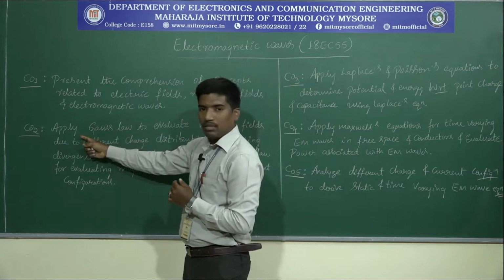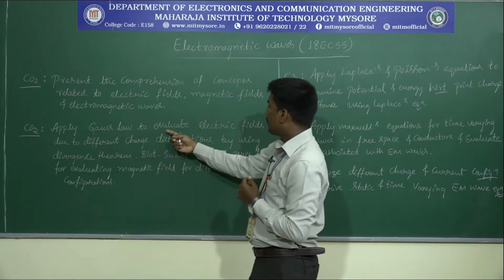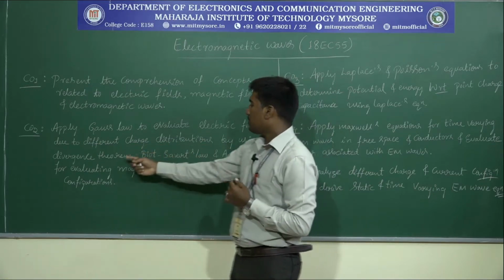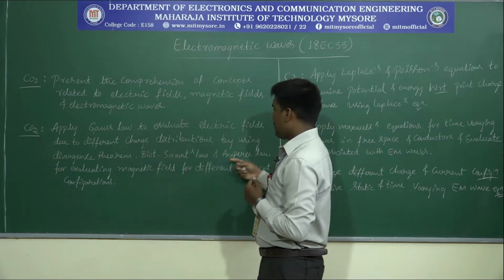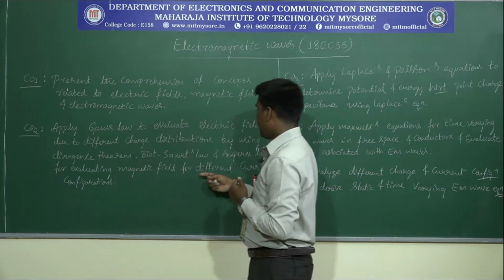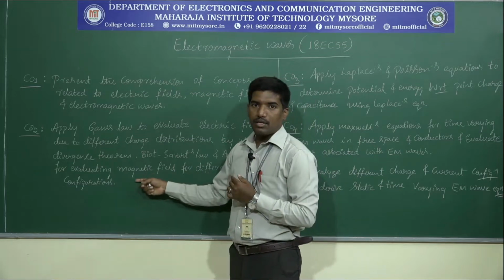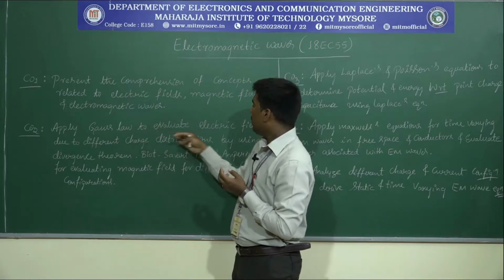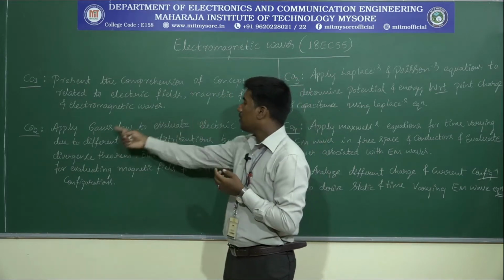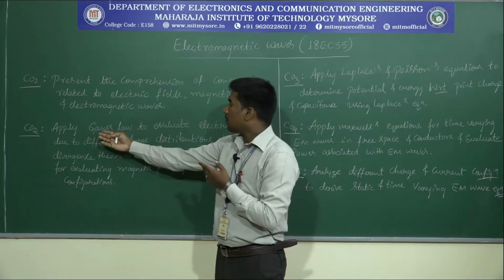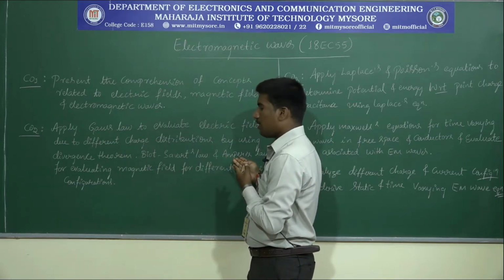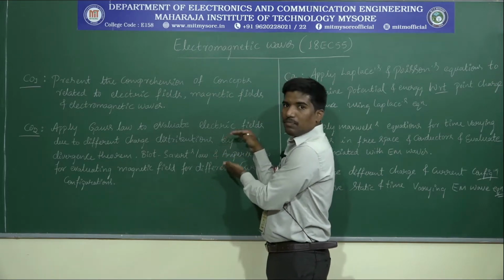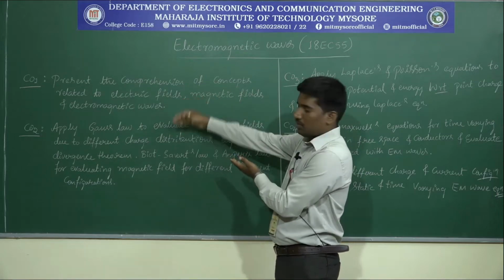The second course outcome is apply Gauss law to evaluate electric fields due to the different charge distributions by using divergence theorem, and Biot-Savart's law and Ampere's law for evaluating magnetic field for different current configurations. The student must be able to apply his understanding in order to evaluate fields by using various laws such as Gauss law, Biot-Savart's law, Ampere's law for different current configurations. So this is the second course outcome that the student should be able to do at the end of this course.